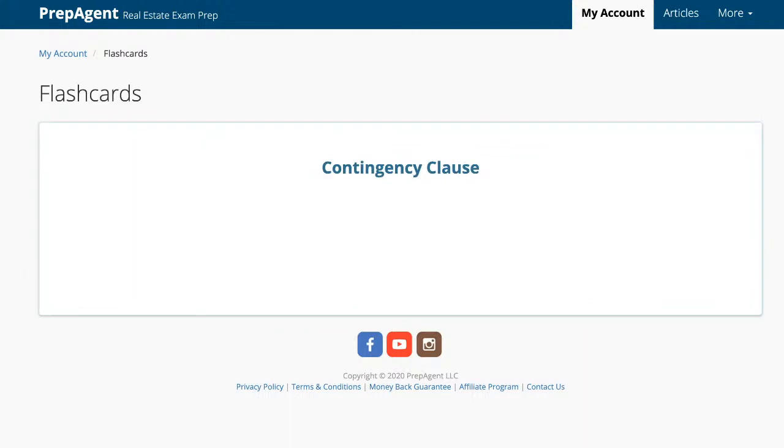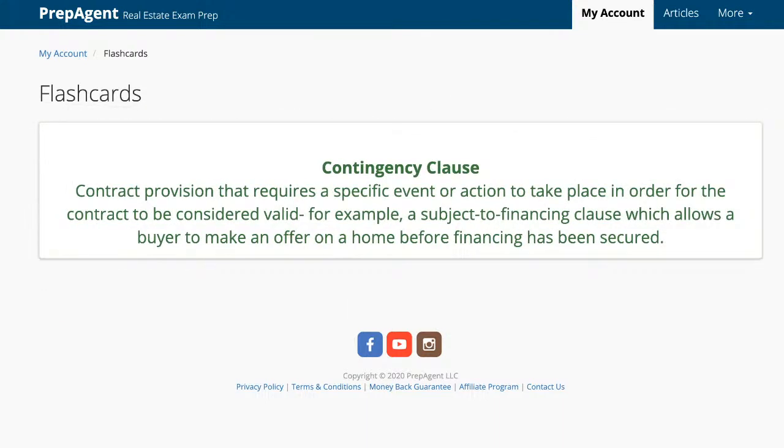Okay, contingency clause. What's a contingency clause? It's a contract provision that says for one thing to happen, it's contingent upon another thing happening. For example, you're not buying the house unless the inspection goes through. Me getting this house is contingent upon the inspection passing. Okay, that's a contingency clause.